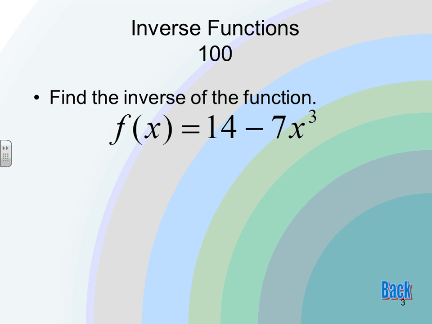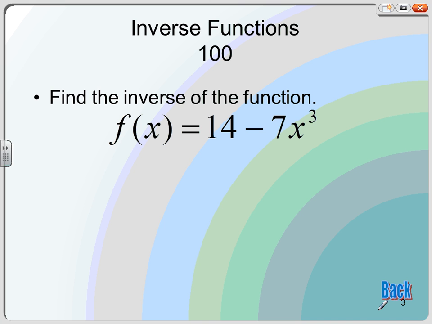The first one says, find the inverse of the function f of x equals 14 minus 7x cubed. All right, so instead of f of x, I'm going to write y. So y equals 14 minus 7x cubed. I'm going to replace my x and y values. Basically, this is just reflecting my function across the line y equals x.